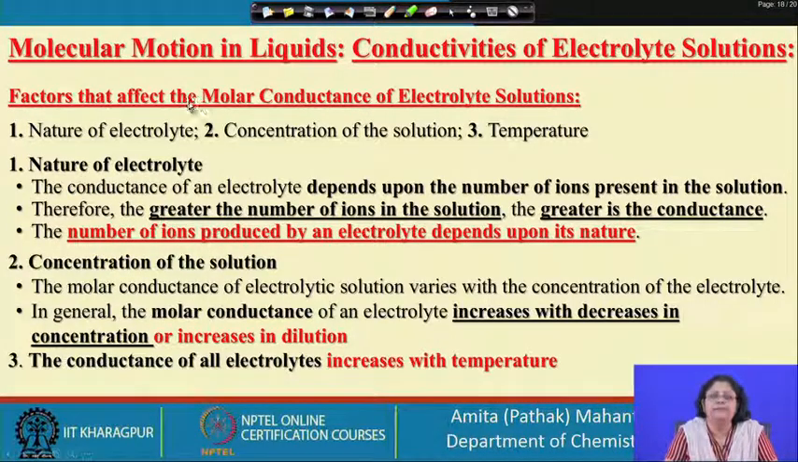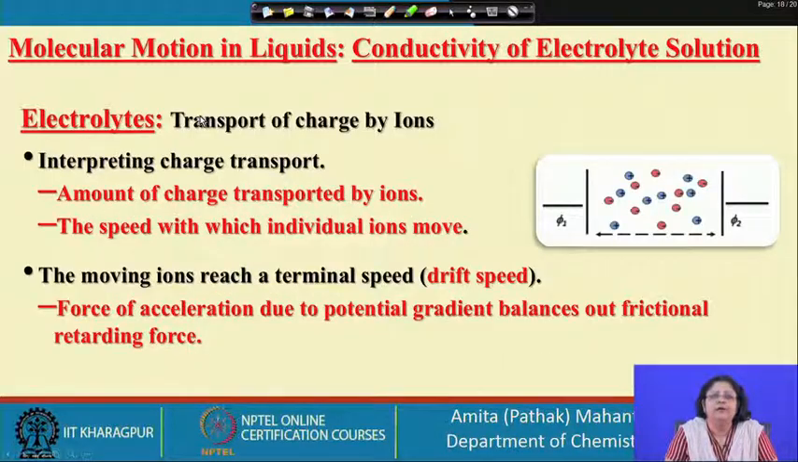So, the next one we are going to look into is how these conductivity parameters are going to explain the molecular motion in liquids.